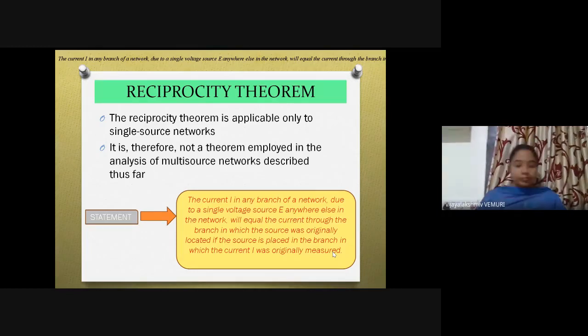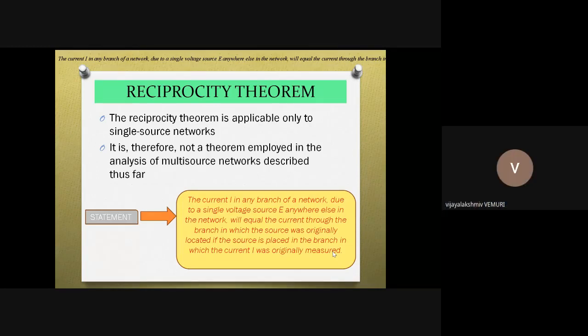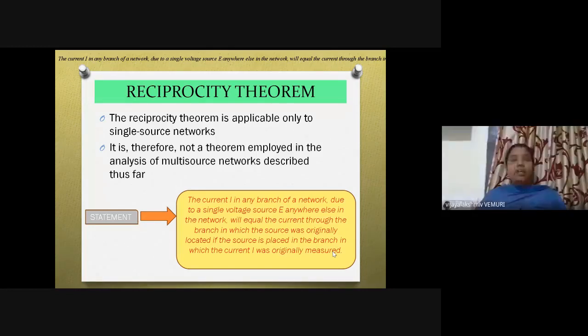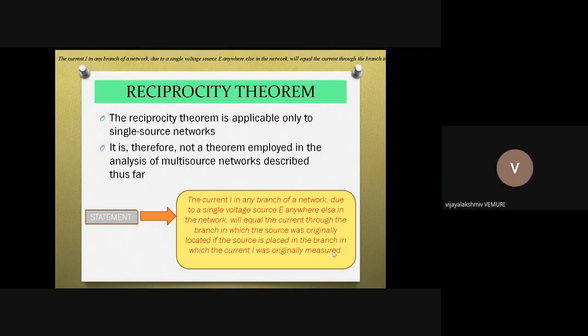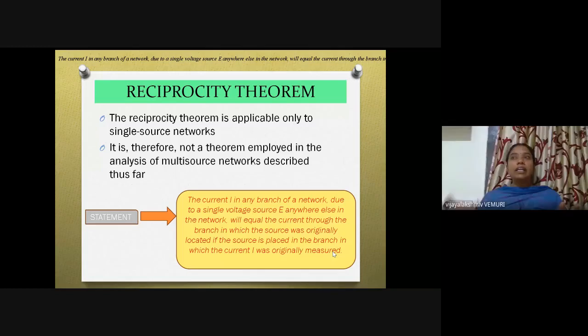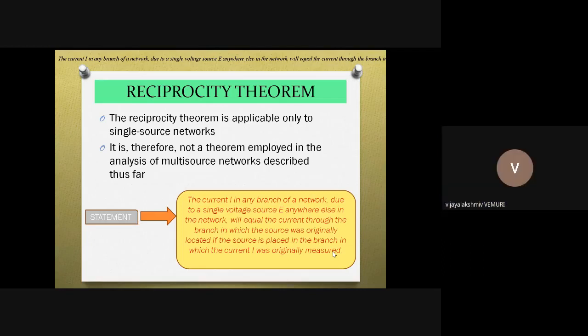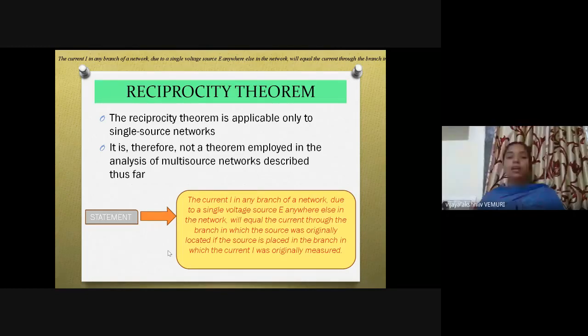I'll put this complete sentence in a very simple way. Whenever you have a voltage source in one mesh and you are finding out current in another mesh, the ratio of this voltage to the current in the second mesh should be equal when both are interchanged. That means this voltage source in the first mesh is connected in the second mesh and you are finding out current in the first mesh. If you take the ratio, you should get the same answer. Then only we say that network is a reciprocal network, and that the reciprocity theorem is verified.